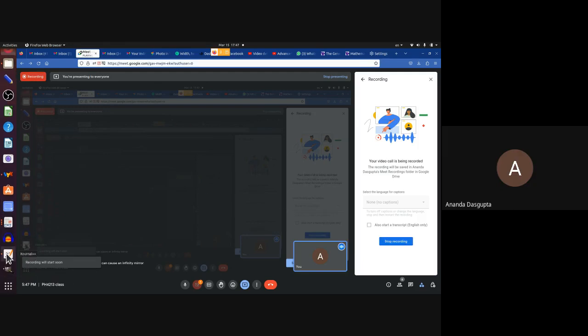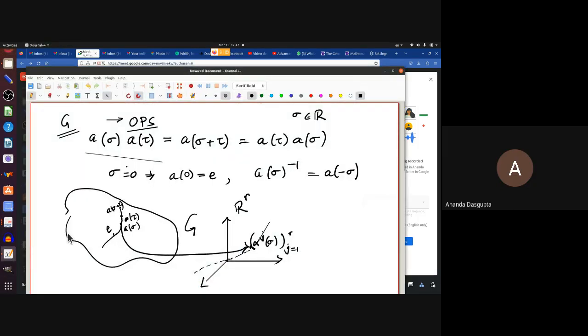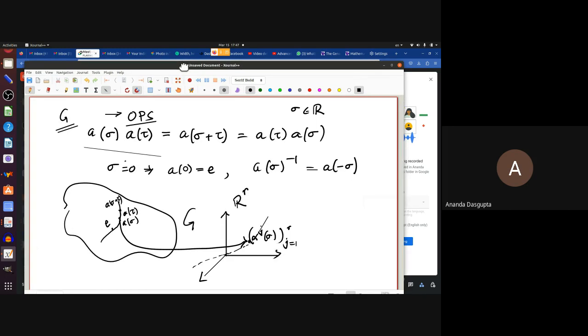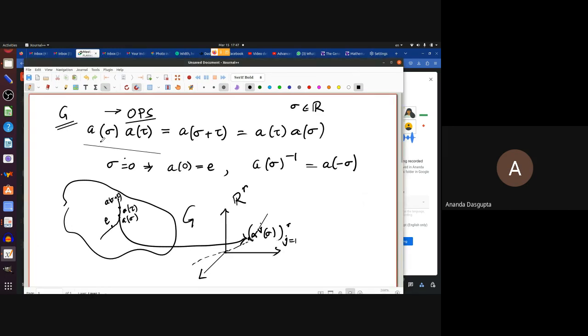Okay. So as I was saying, we were dealing with one parameter subgroups. So you have a bunch of group elements which are labeled by this parameter sigma. So A sigma A tau is equal to A sigma plus tau is the equation for one parameter subgroups, which of course immediately tells you that A0 has to be identity and A sigma inverse has to be A minus sigma. And this sigma is a real parameter, could range over the entire real line or some interval over the real line which contains zero, definitely.